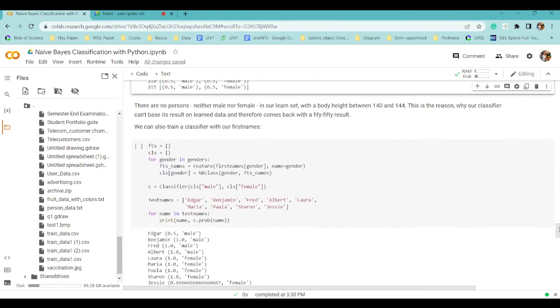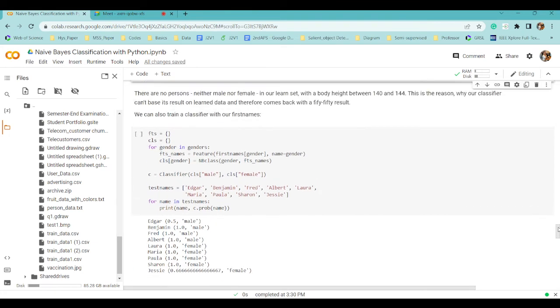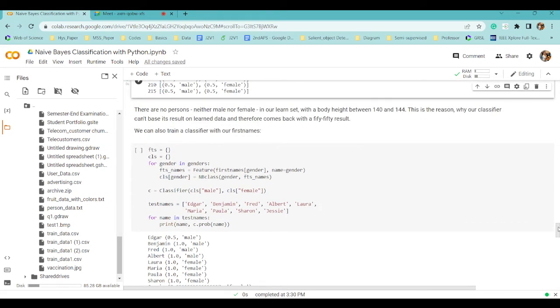We can also train a classifier with our first names. So we have the names, first name and last name, in the data set. We now want to train our classifier with the first name. Initially, we did it with the help of height. Now we are doing it with first name, so the first name feature is for gender. We have already created our NB class, that is the naive Bayes classifier. We don't need to create it again. We already have our classifier classes, male and female. We just need to see how the segregation will work. So we are taking the test names as these names.